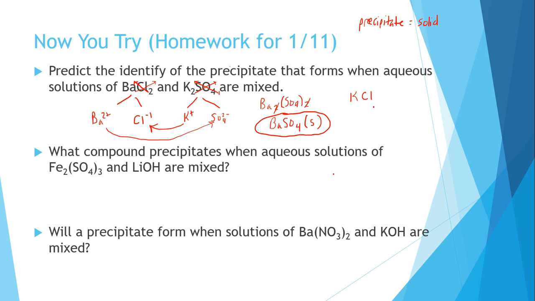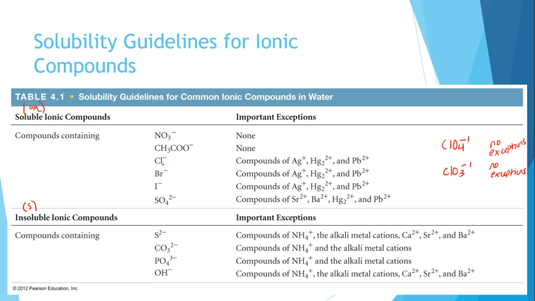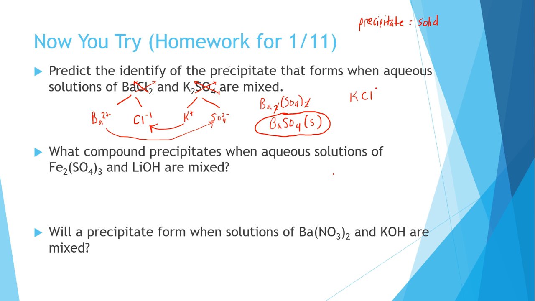Let's just go ahead and check the other one just to double check ourselves. KCl, I would find chlorine and see if K is an exception. Here's my Cl. K is not an exception, so that means it's going to be AQ for soluble. So this one actually gets AQ. If we identified our precipitate, it would be BaSO4.